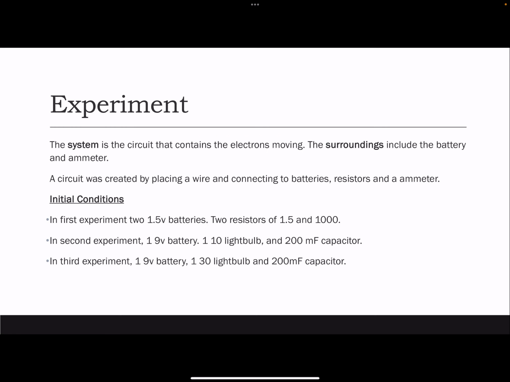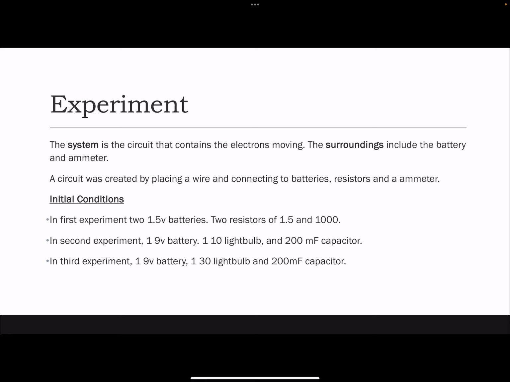In the experiment, the system is the circuit that contains the electrons moving, and the surroundings include the battery and the ammeter. Basically, a circuit was created by placing a wire and connecting that wire to batteries, resistors, and an ammeter.